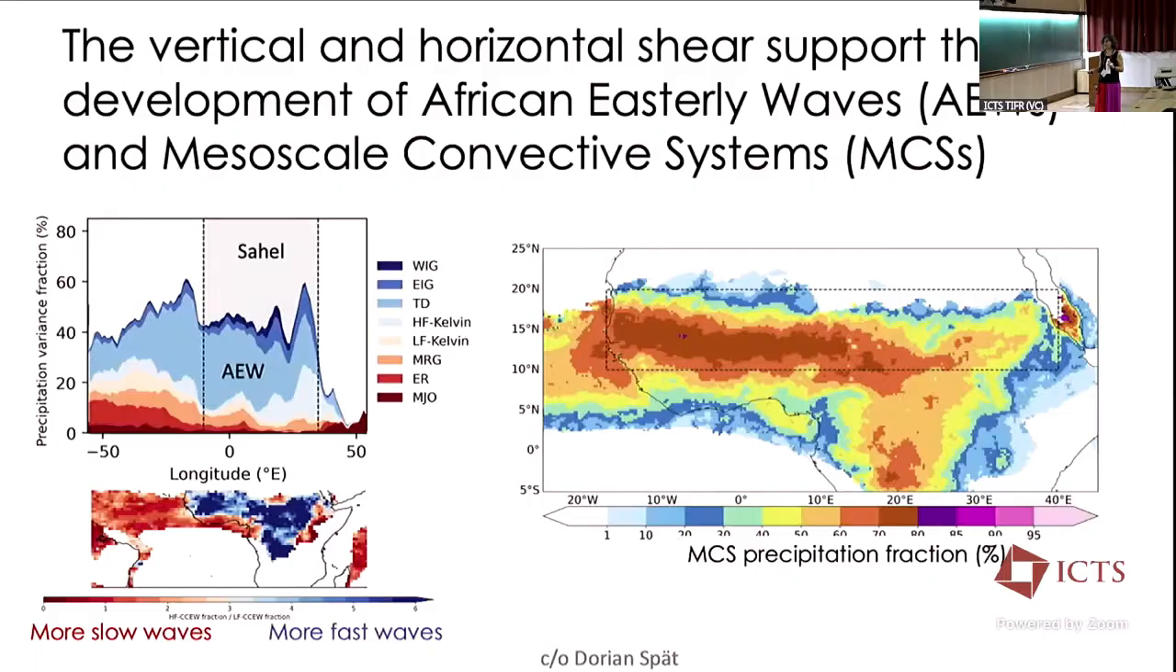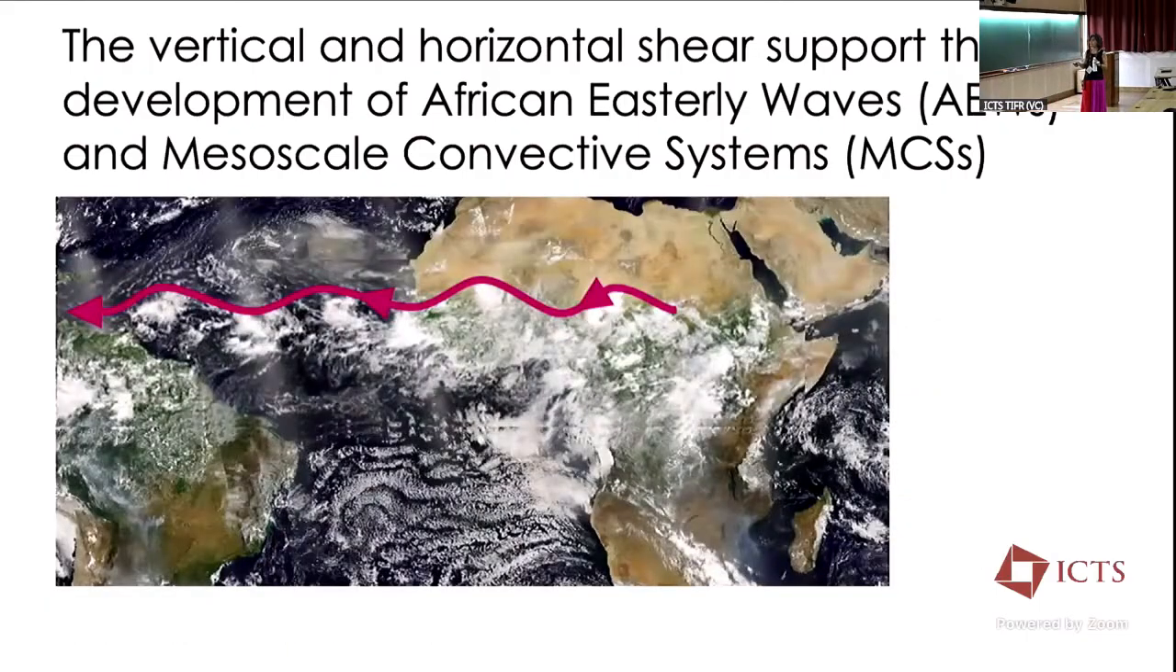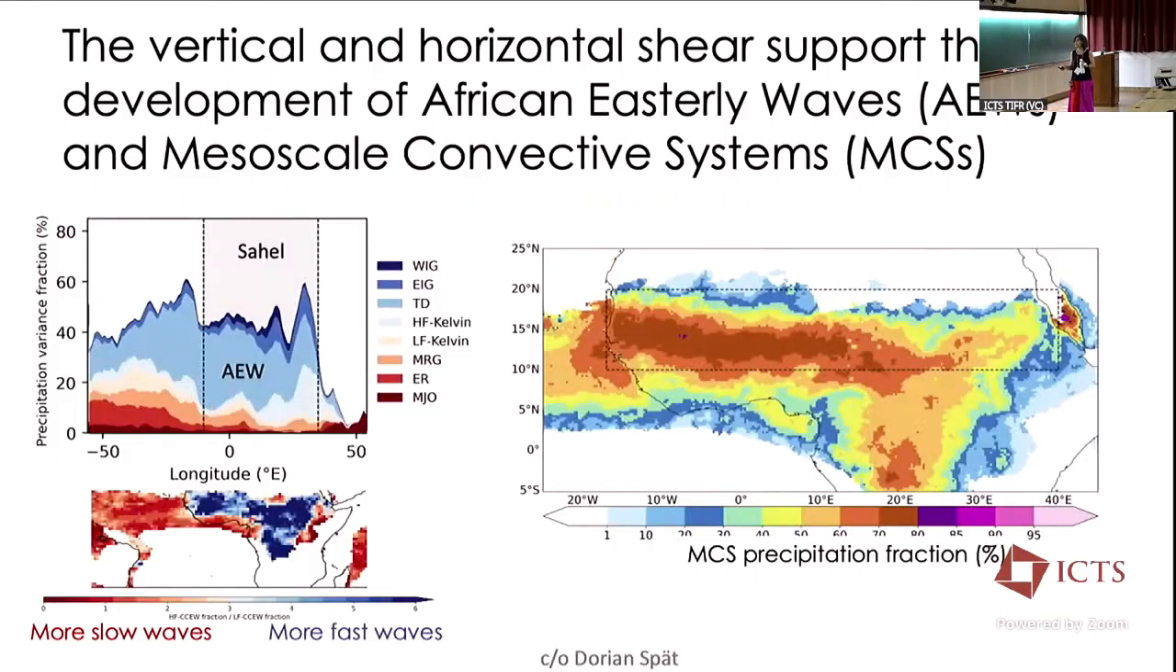of how much of the variance is in the high frequencies versus the low frequencies, Africa shows up as a bullseye. The other thing is, within these waves, but also outside of the waves, just straight from the shear of the African easterly jet, we also get the development of mesoscale convective systems. And so in this region, we get about 70–80% of the precipitation coming from these mesoscale storms coming through.